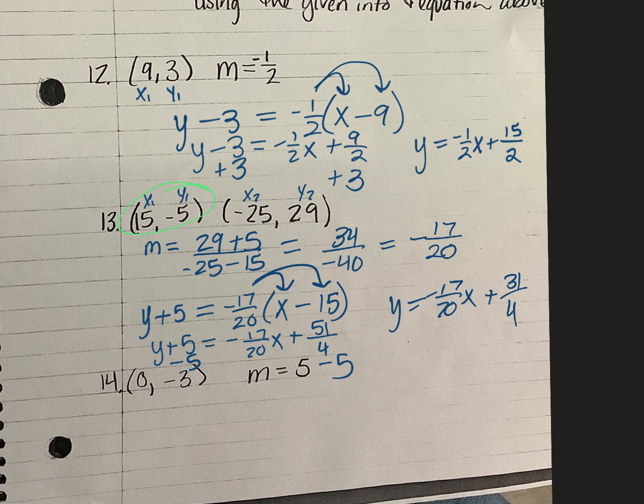Wait, what? Where did you get a 46? No, it's not 46. 51 minus 5 is 46, but you have to do 51 over 4 minus 5. If I didn't reduce 34 over 40, is it fine? Yeah, you should reduce it, yes, because you end up getting it reduced at the end.